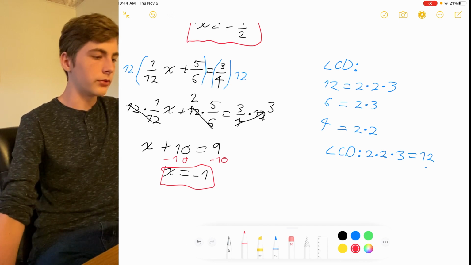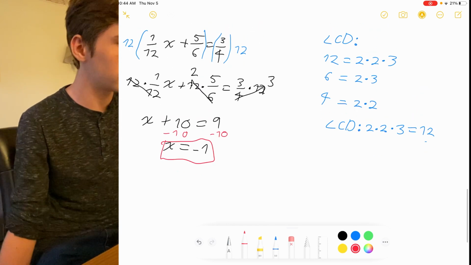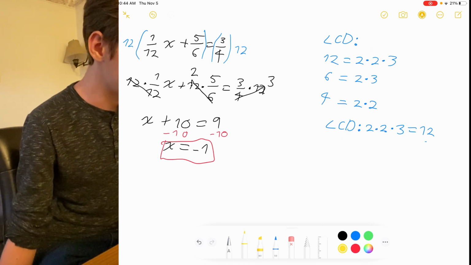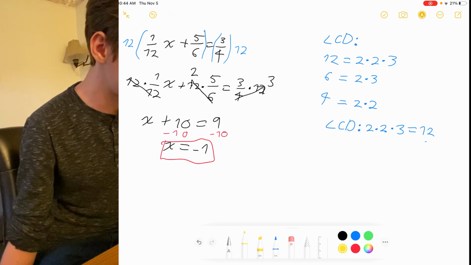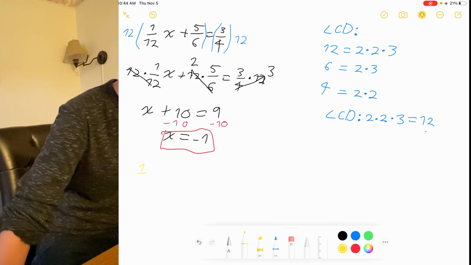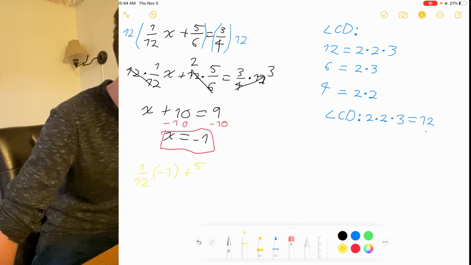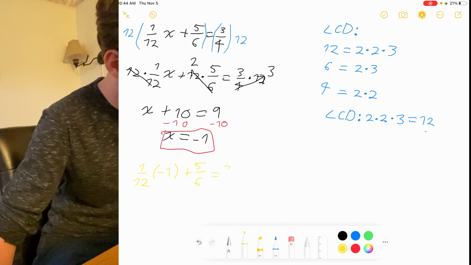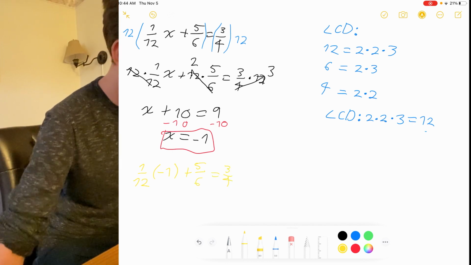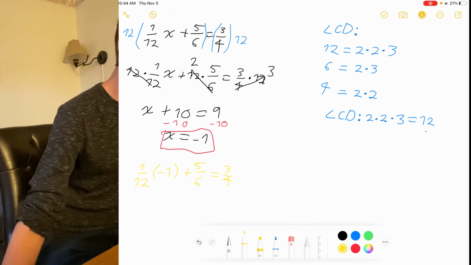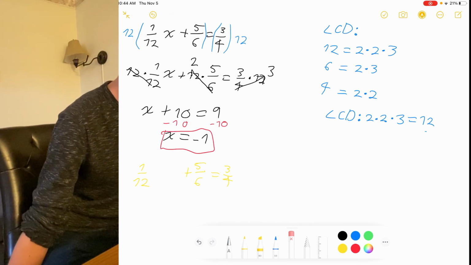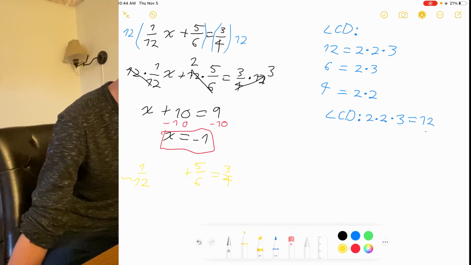We'll do everything. So we'll check this equation. So we had 1/12 times -1 plus 5/6, and we want that to equal 3/4. So you can kind of see that -1 is just going to become a negative sign out here.